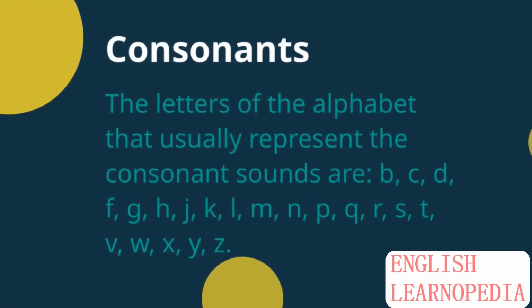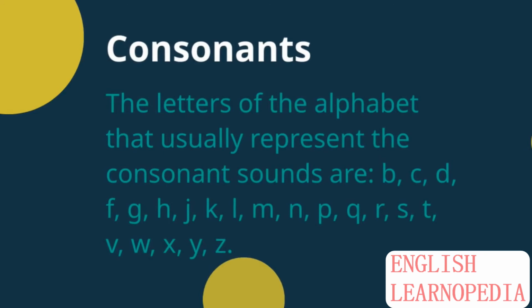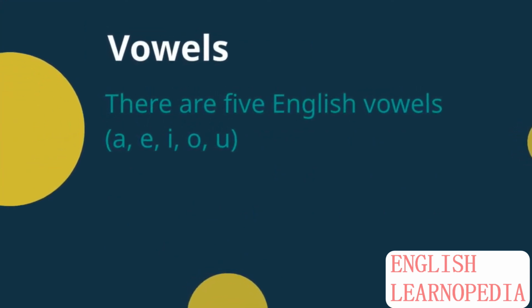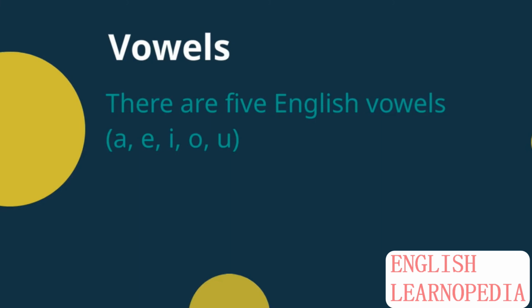What is consonant? Any letters like B, C, D, F, G, H, J, K, L, M, N, P, Q, R, S, T, V, W, X, Y, Z. What is vowel? A, E, I, O, U.